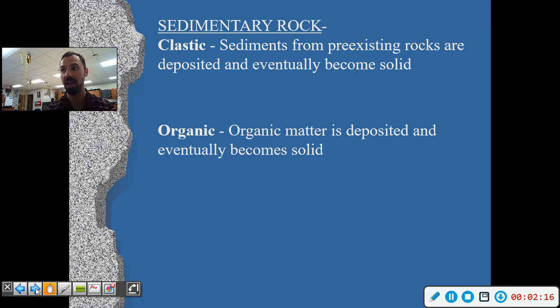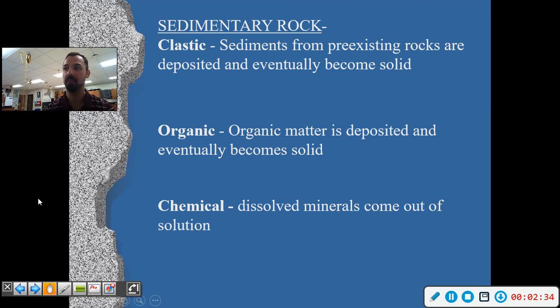All right, organic is not what you go to the grocery store for, organic produce. We're talking about organic as in formerly living material. So organic matter is deposited, eventually becomes solid, and then makes your rock. And then chemical are dissolved minerals coming out of solution. This will happen in seawater especially, because you'll have salt and some other stuff in the seawater that can settle out and form rocks.